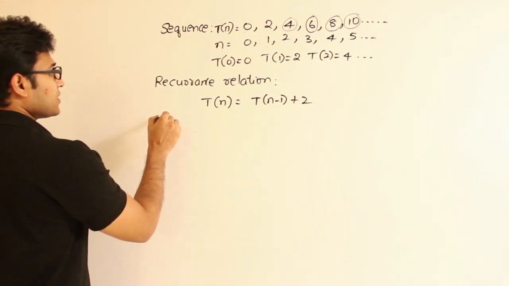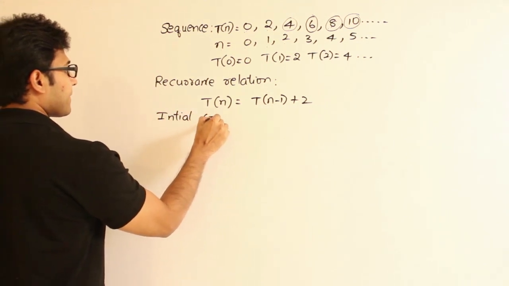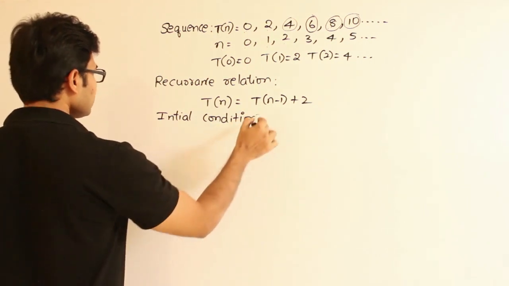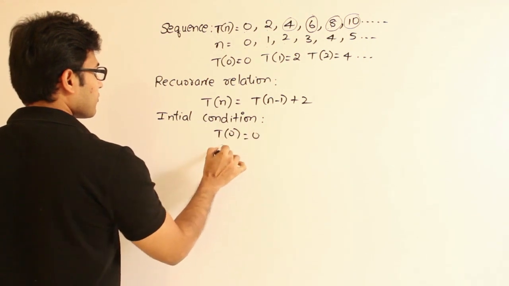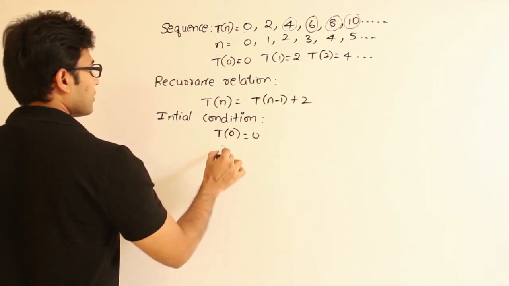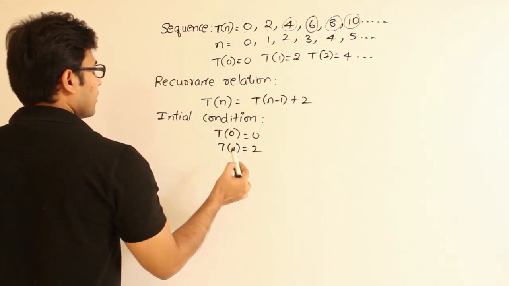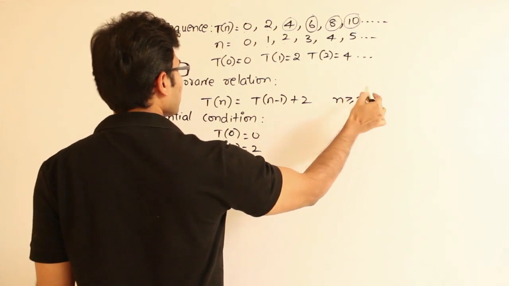So along with this recurrence relation, something will be called the initial condition. The initial condition in this case is t of 0 equals 0, right, and t of 1 equals 2, right? And this one you can define for n greater than or equal to 2.